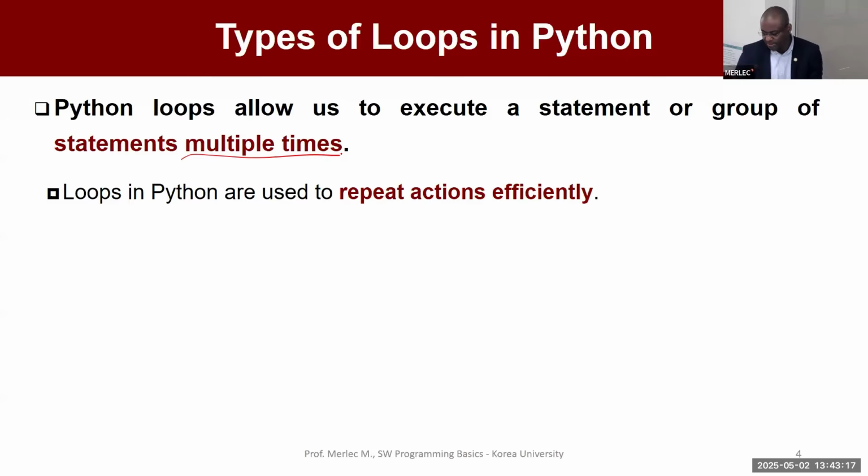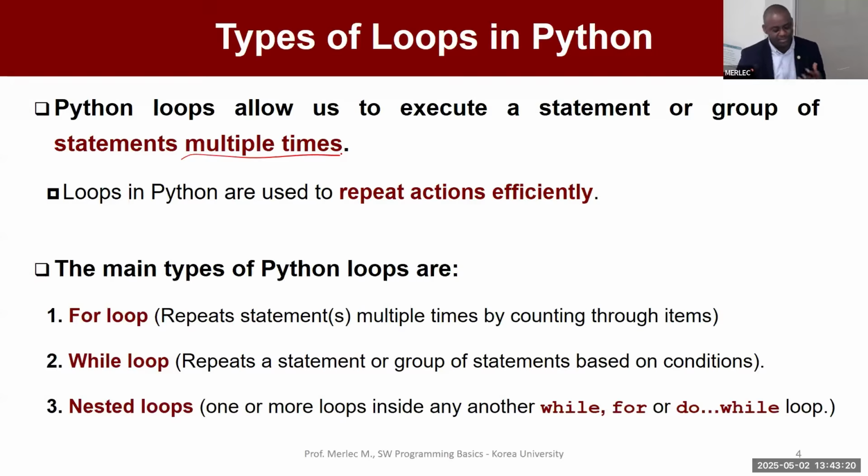Loops in Python are basically used to repeat activities efficiently. In Python, we have three types of loops. The first type of loop can be implemented using the for keyword, as I've mentioned, to implement repetition of statements multiple times, mostly used for counting through items. The second type of loop in Python is the while loop. The while loop also is used to repeat a statement or a group of statements under a specific condition.